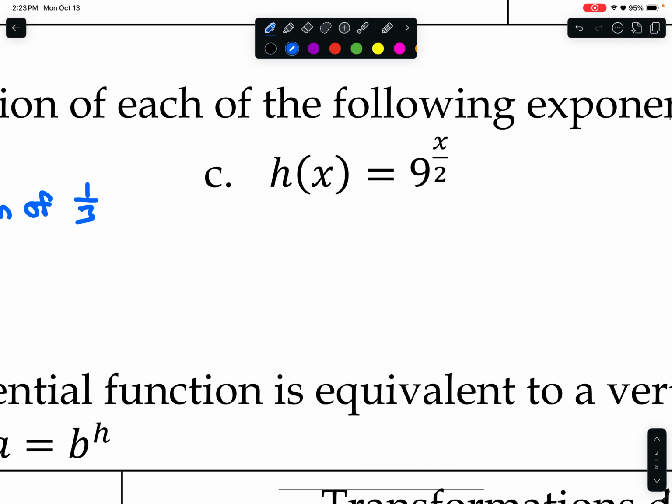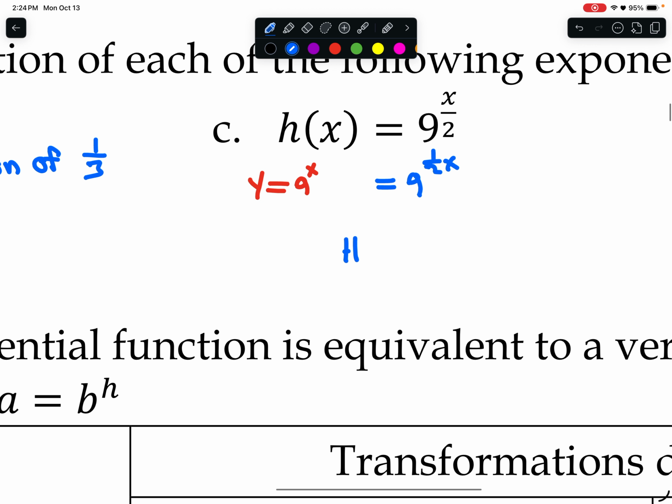Now if I look over at part C, my original function here is y equals 9 raised to the x. So this is the same as writing 9 raised to the 1/2 x, which means we're going to have a horizontal dilation of 2.